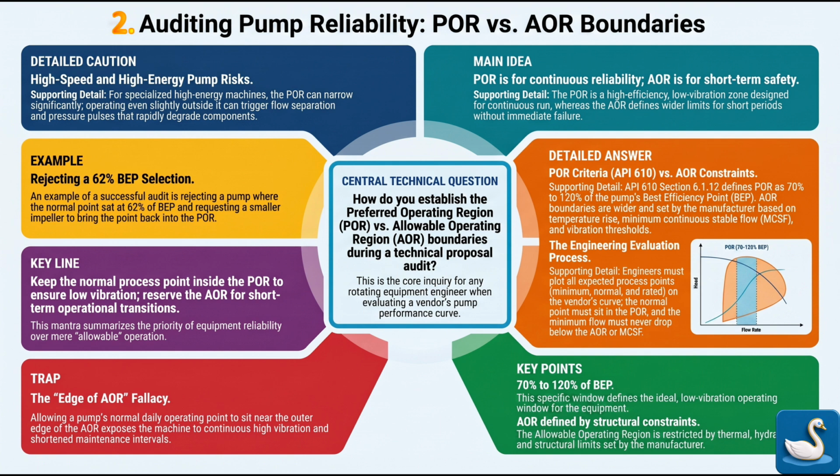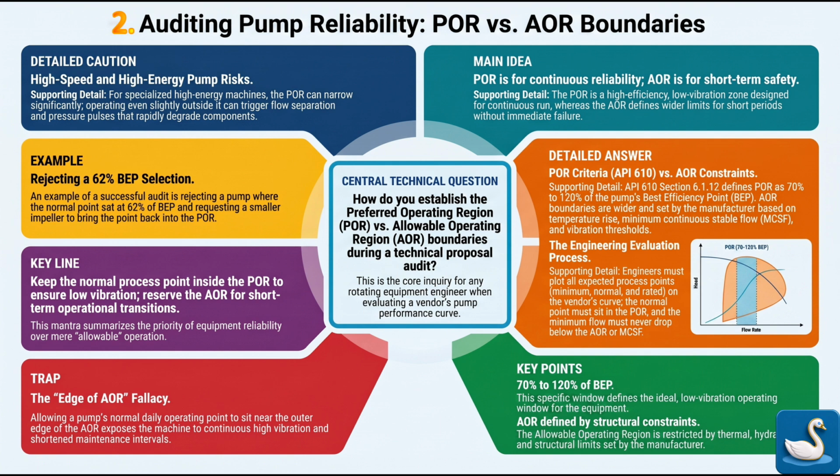So what defines the allowable operating region, the AOR? If the POR is the perfect gear, the AOR is pedaling too fast downhill or grinding too hard uphill. The AOR represents much wider limits of operations set by the pump manufacturer. Set by secondary constraints. Right. The boundaries of the AOR are defined by secondary structural and hydraulic constraints: unacceptable temperature rise within the casing, minimum continuous stable flow limits, motor power overload limits, and maximum acceptable vibration thresholds.